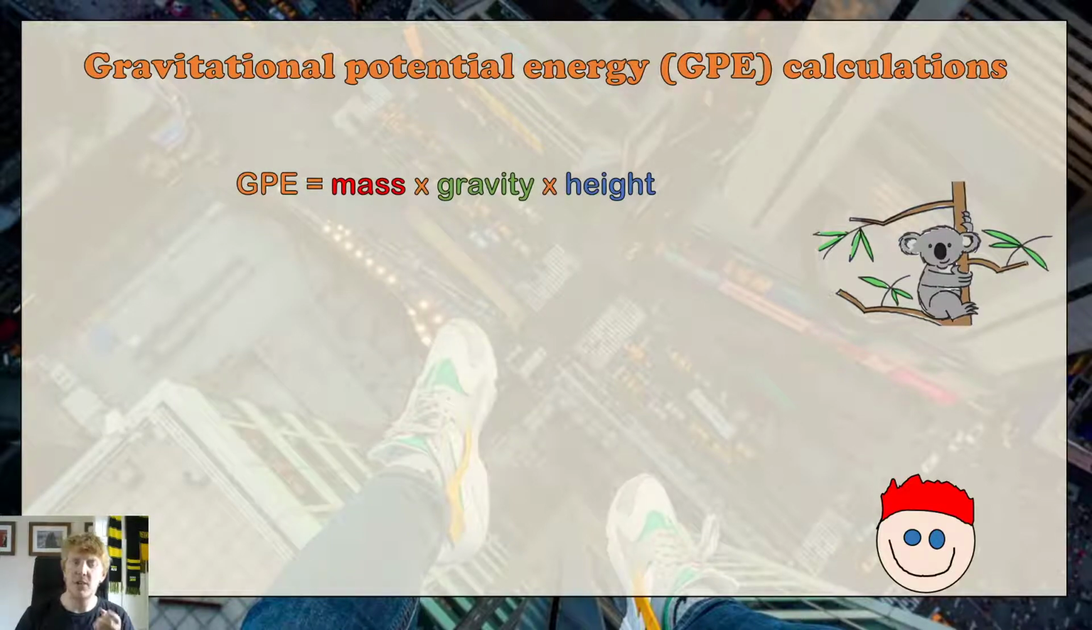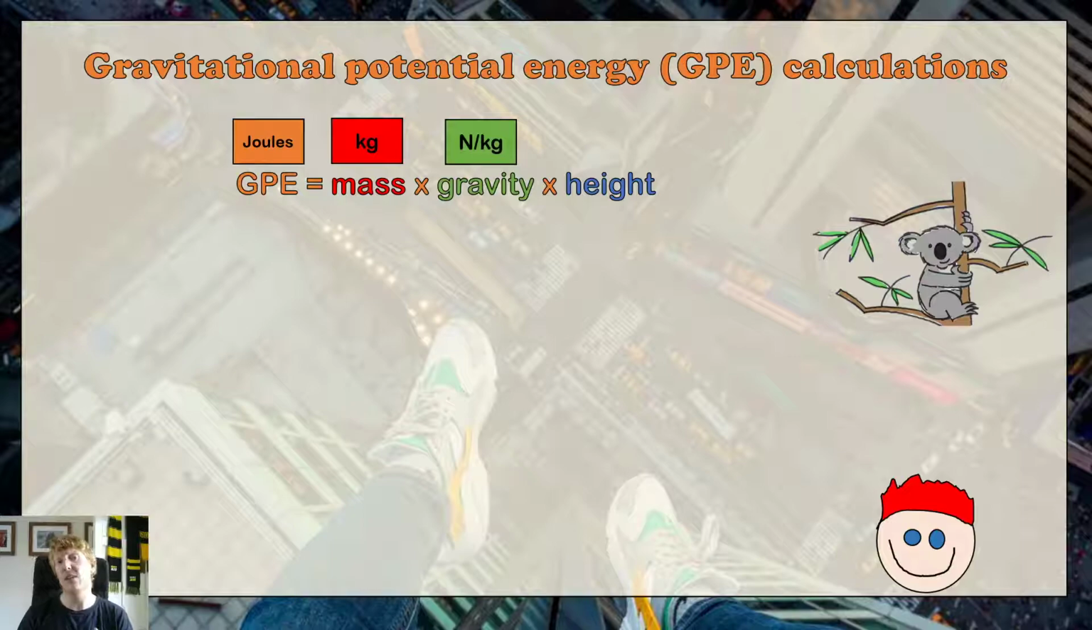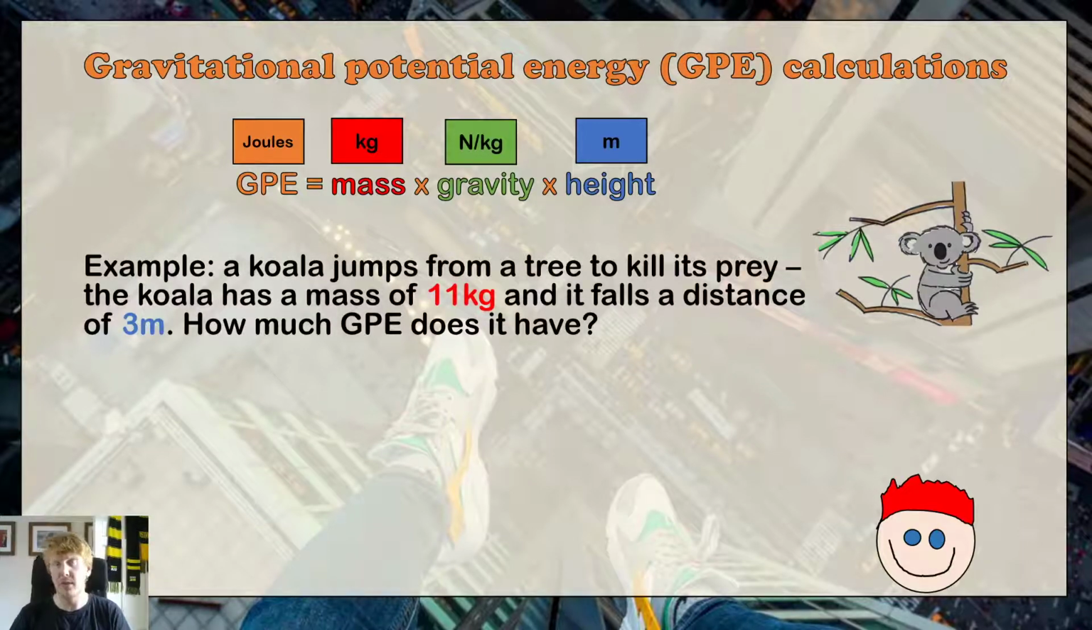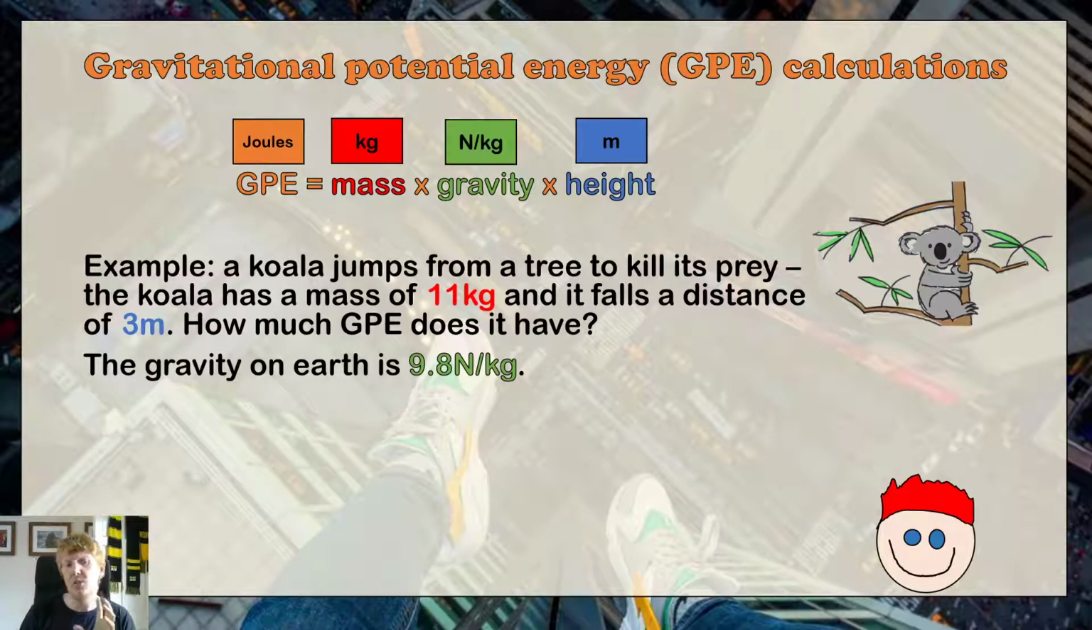So gravitational potential energy is equal to mass times gravity times height. Energy is in joules, mass is in kilograms, gravity is in newtons per kilogram, and height is in meters, okay? So I wanted to give you a particularly topical example, for me being an Australian. For example, a koala jumps from a tree to kill its prey, in this case, you. The koala has a mass of 11 kilograms, and it falls a distance of 3 meters. How much gravitational potential energy does it have when it was up the tree? The gravitational strength of Earth is 9.8 newtons per kilogram.